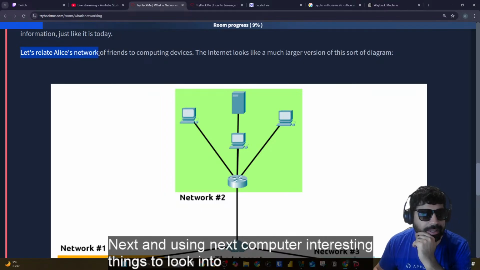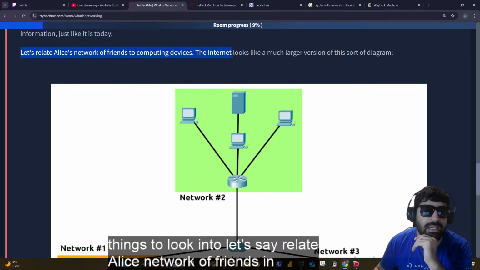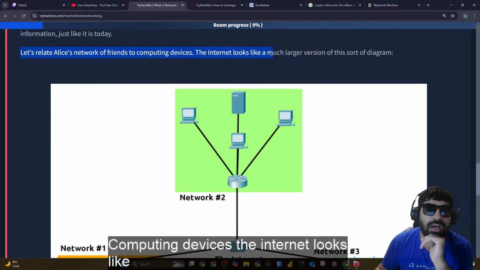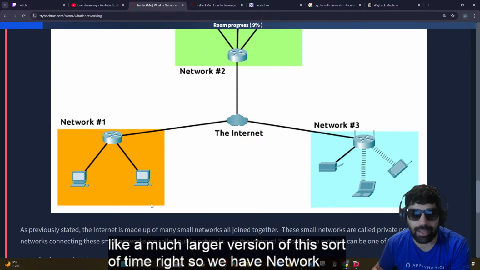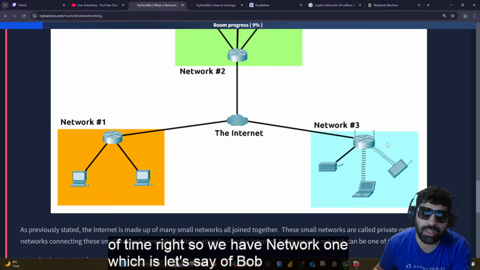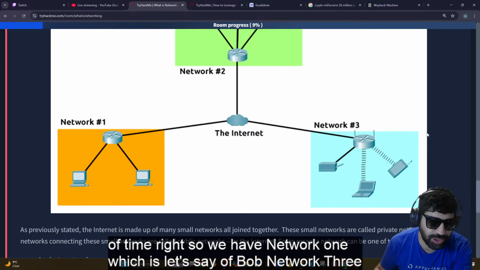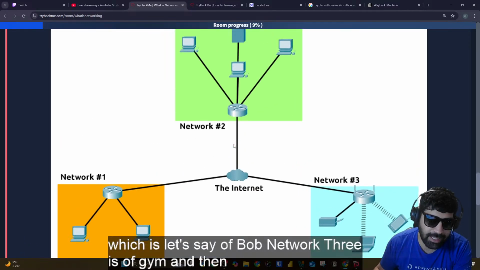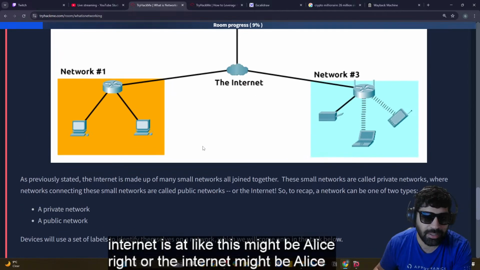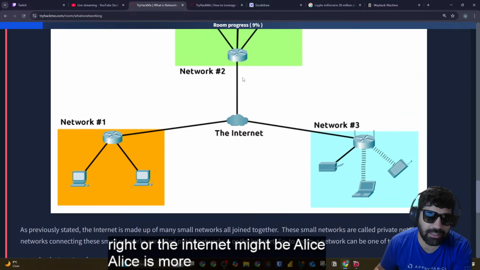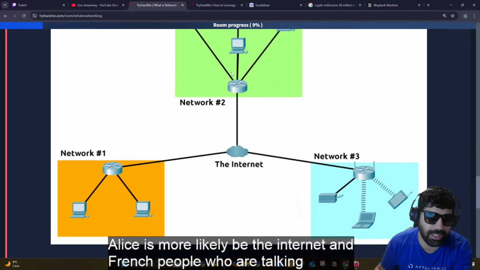Let's relate Alice's network of friends to computing devices. The internet looks like a much larger version of this sort of diagram, right? So we have network 1, which is, let's say, of Bob. Network 3 is of Jim. And the internet might be Alice. Alice is more likely to be the internet, and the French people who are talking, Zane and Toby, are network 2.